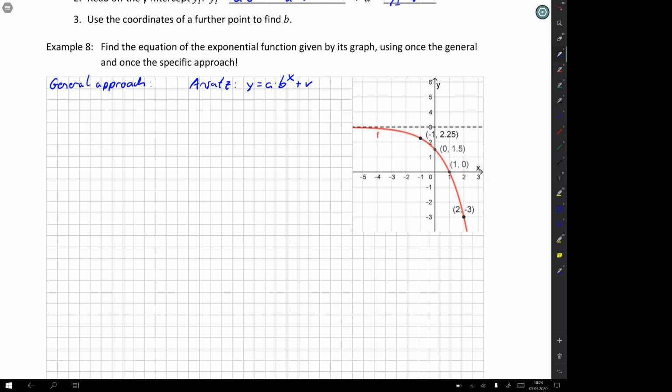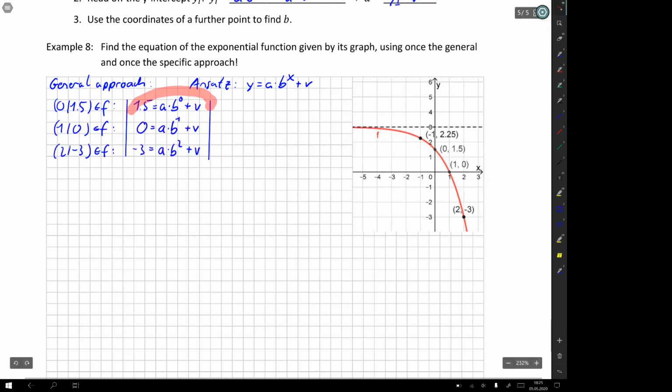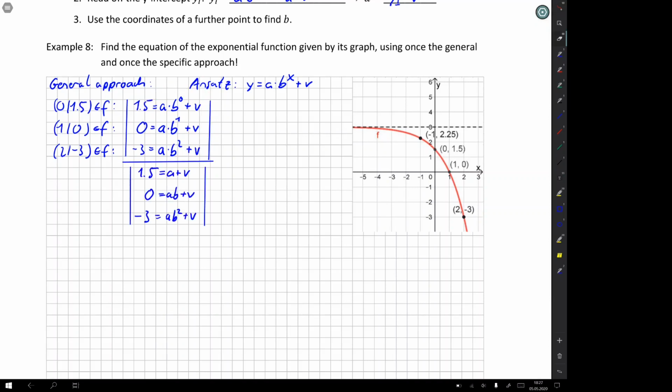So since the point (0, 1.5) is lying on the graph, we get 1.5 equals a times b to the power of 0 plus v. And then we have also the point (1, 0) lying on the graph, and the point (2, -3) lying on the graph. You can fill that in on your own. Here comes the result. So we get this equation system here. Let us rewrite this, simplifying the single expressions. So we get this equation system here.